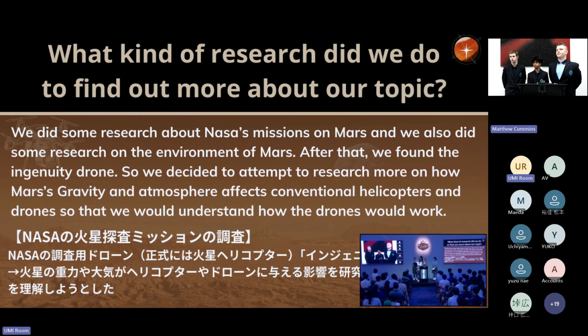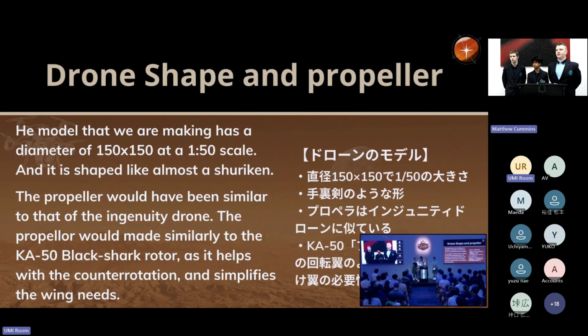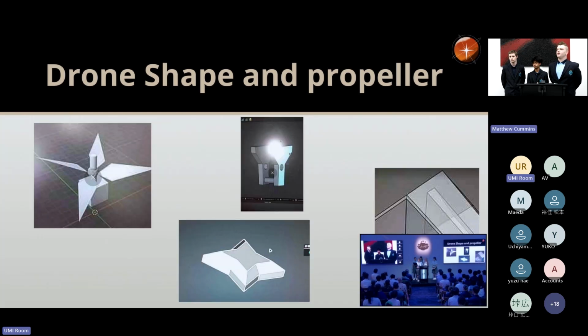The model that we are making has a diameter of 150 by 150 millimeters at a 1:50 scale, and it is shaped almost like a shuriken. The propeller would have been similar to that of the Ingenuity drone, and the propeller would have been made similarly to that of the Ka-50 Blackshark rotor, as it helps with counter-rotation and simplifies the wing needs, along with its center of mass.